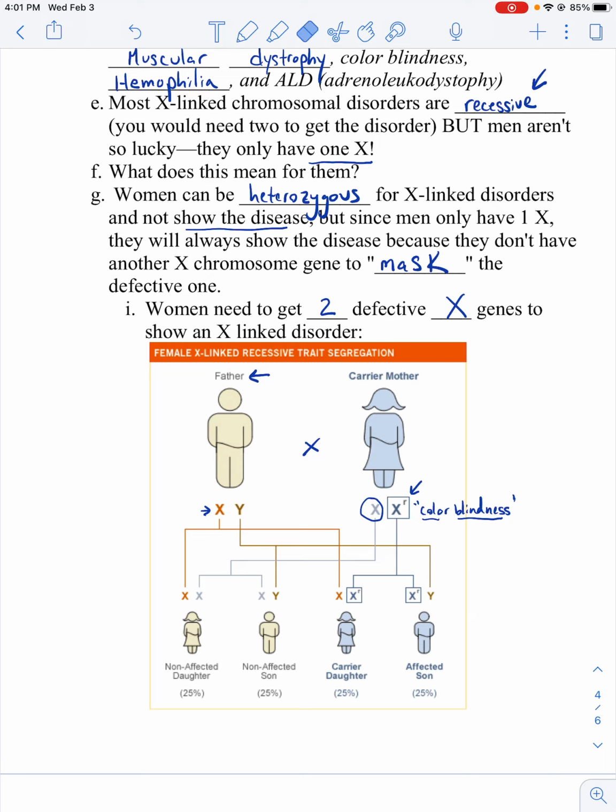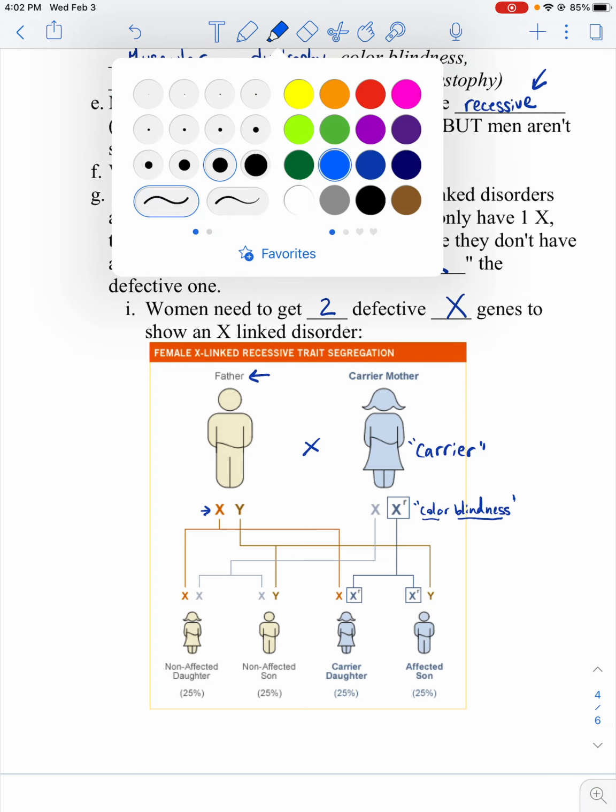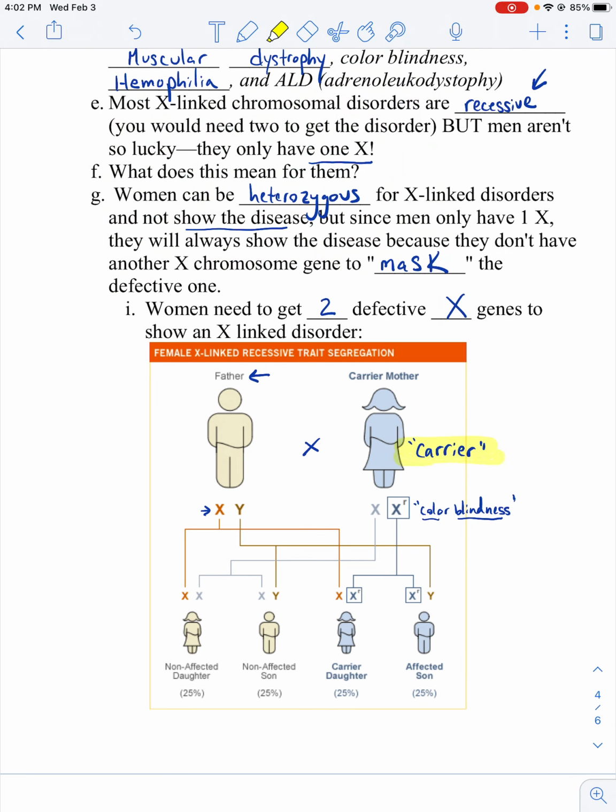What happens is we're going to call her a very specific name, and that's called a carrier, because she's carrying the color blindness gene, but not actually showing the color blindness trait. So I'm going to highlight that. Carrier is a new vocabulary word for you. And if she marries a genetically normal, no color blindness male, this is kind of like a Punnett square.